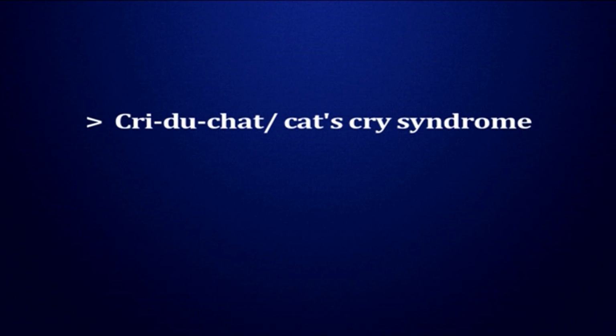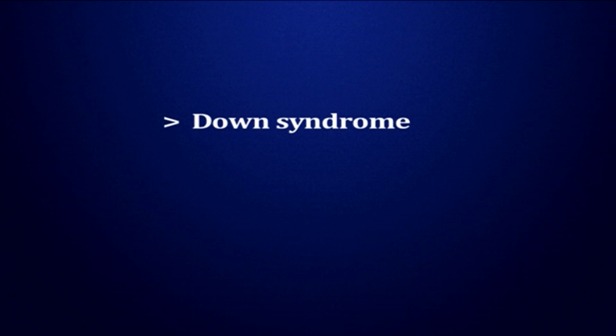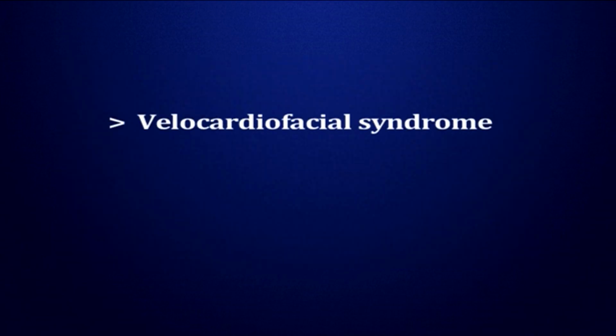Examples of diseases that are diagnosed using FISH include cri-du-chat or cat's cry syndrome, also known as 5p- syndrome. It is a chromosomal condition that results when a piece of chromosome 5 is missing. Infants with this condition often have a high-pitched cry that sounds like that of a cat. Second is Down syndrome. Down syndrome results from trisomy 21, which means each cell in the body has 3 copies of chromosome 21 instead of the usual 2 copies. Then velocardiofacial syndrome.